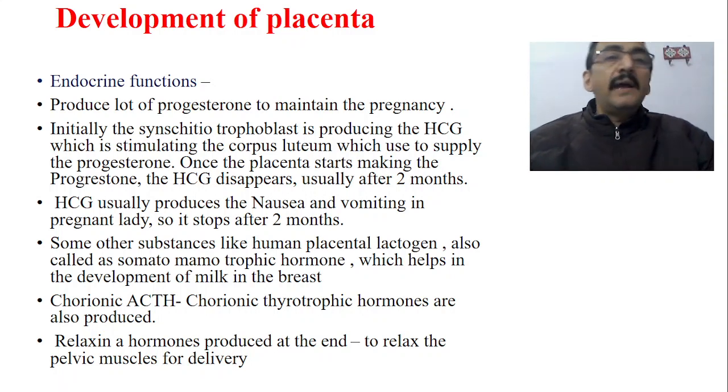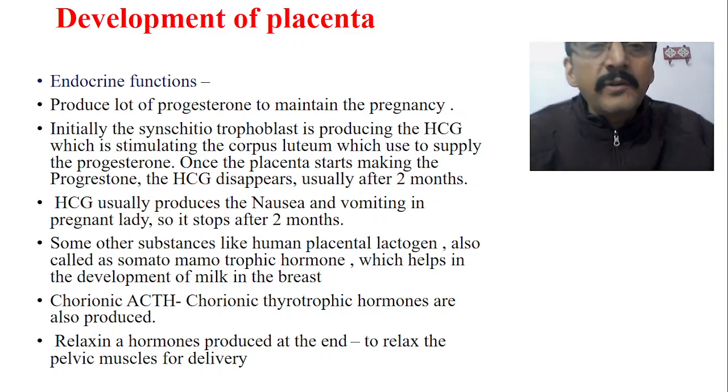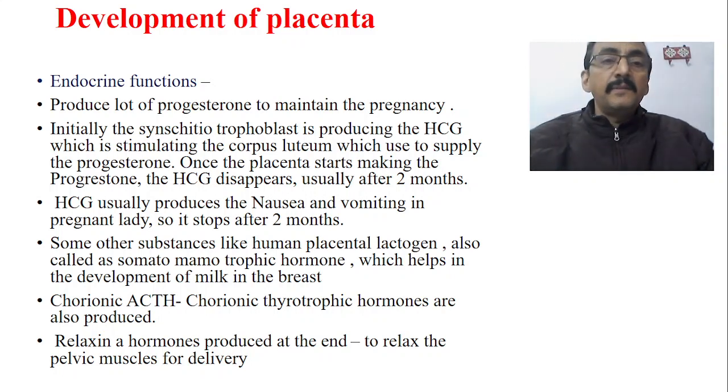Next, we'll discuss the endocrine functions of the placenta. Metabolic functions are over. Transport function or exchange function is over. Now, what are the endocrine functions? The placenta produces a lot of progesterone to maintain the pregnancy, because without progesterone, there is no maintenance of the pregnancy. Initially, the syncytiotrophoblast is producing the human chorionic gonadotrophic hormone, which is stimulating the corpus luteum to produce more and more progesterone.